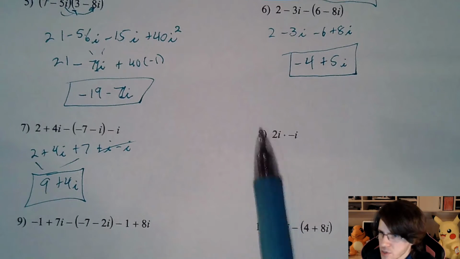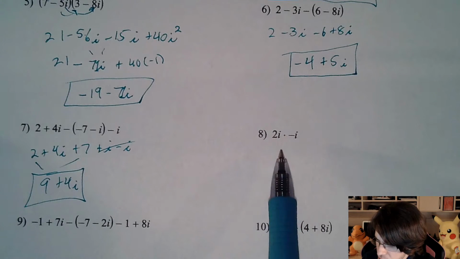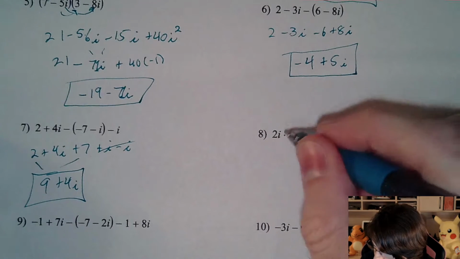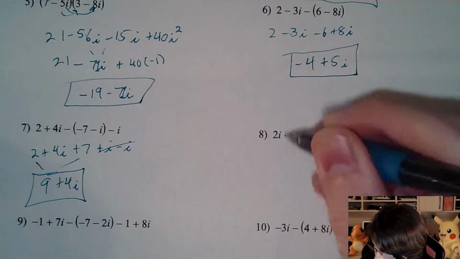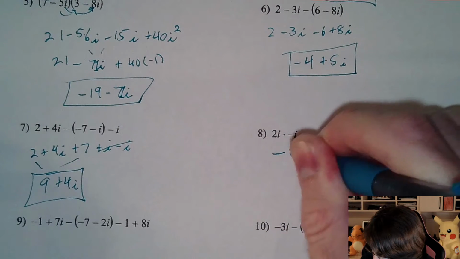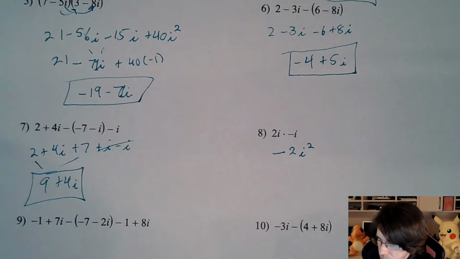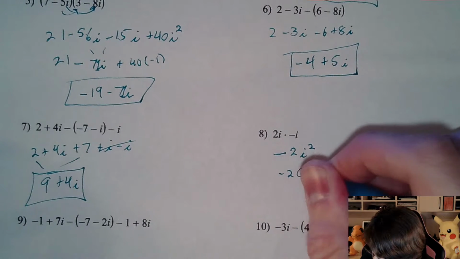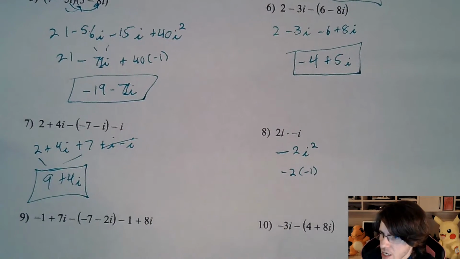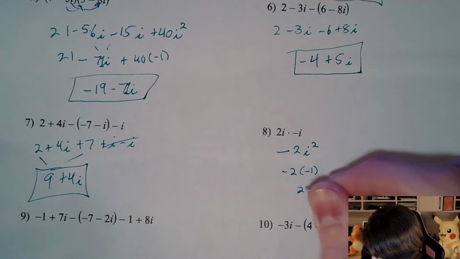So continue on. This is very similar to that previous question. We're just going to multiply together. So if we do 2i times negative i, we get negative 2i squared. However, i squared, as we discussed earlier, is equal to negative 1. And negative 2 times negative 1 is positive 2.